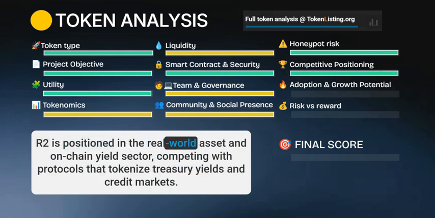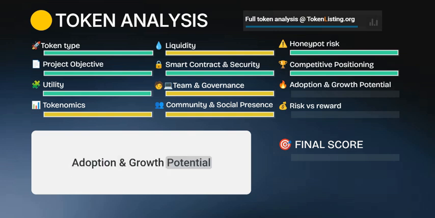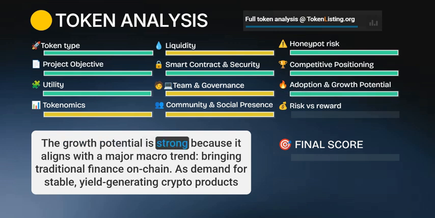Competitive positioning. R2 is positioned in the real-world asset and on-chain yield sector, competing with protocols that tokenize treasury yields and credit markets. Its focus on structured finance and institutional-style capital allocation gives it a strong narrative advantage compared to purely speculative DeFi tokens. Adoption and growth potential.